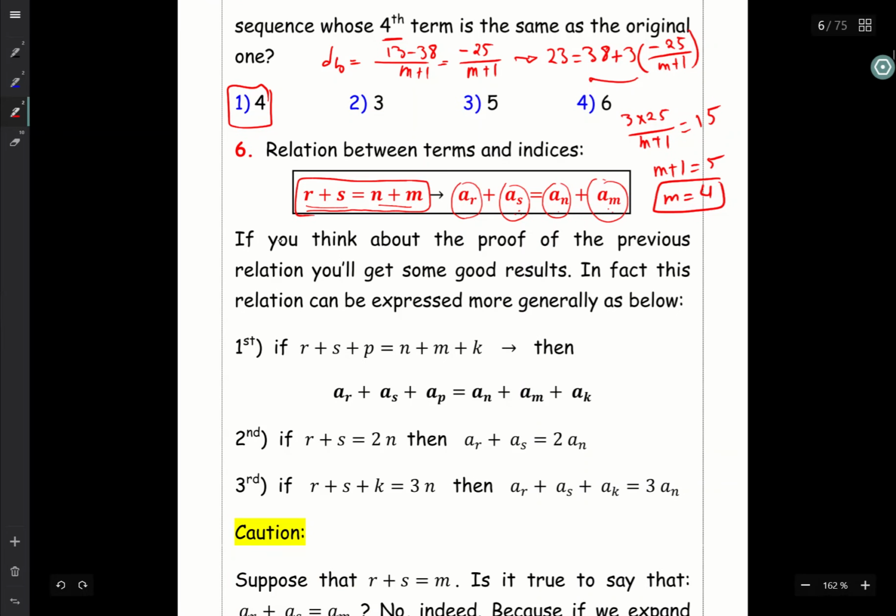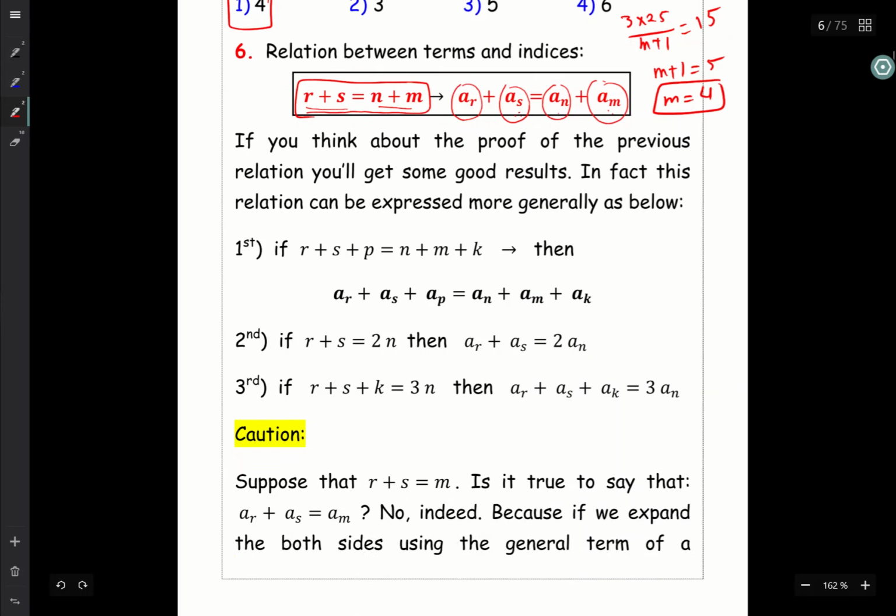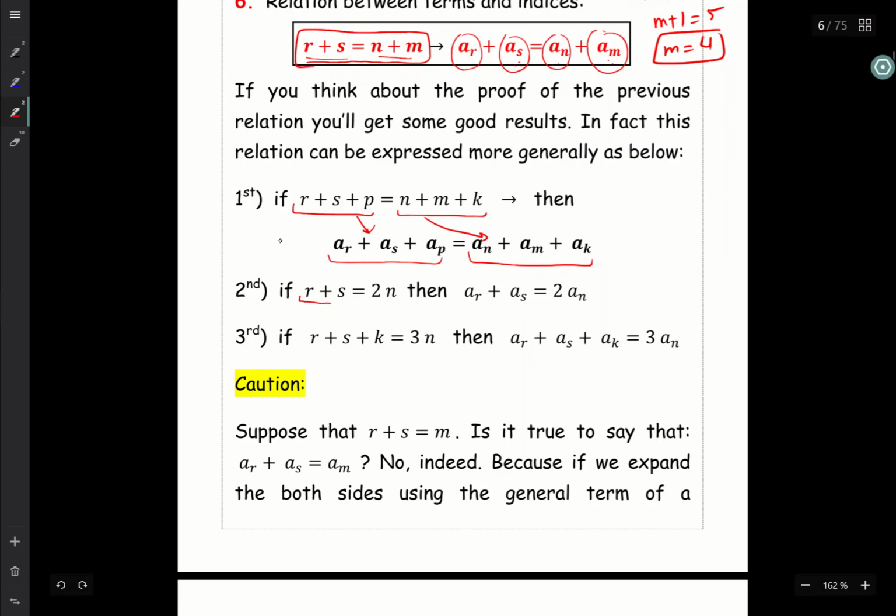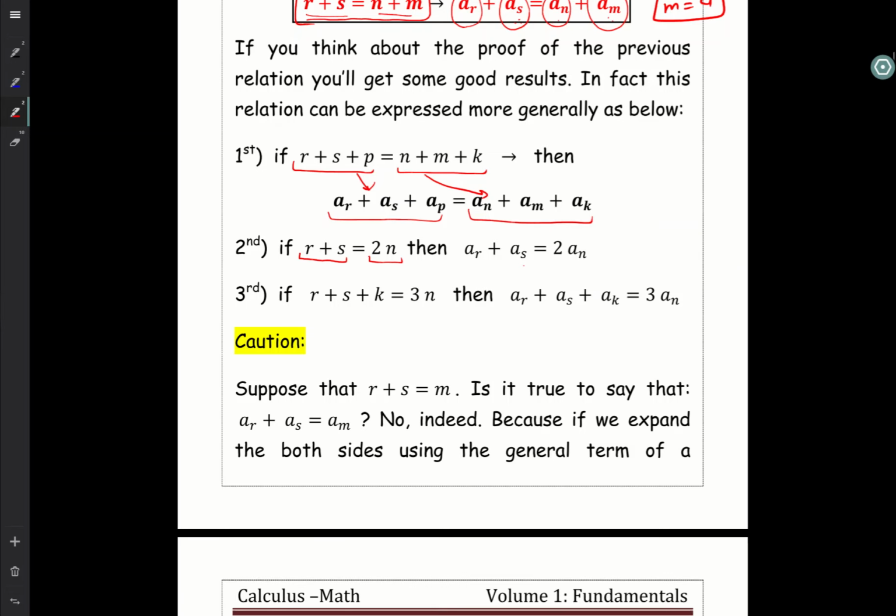If you think about the proof of the previous relation, you'll get some good results. In fact, this relation can be expressed more generally as below, and we can generalize it to three terms. If you take three terms and the sums of the indices are equal, then the sums of the terms in the arithmetic sequence are also equal. Now if r plus s, these are integer numbers, is equal to 2n, then ar plus as equals 2an. If r plus s plus k equals 3n, then ar plus as plus ak is 3an.